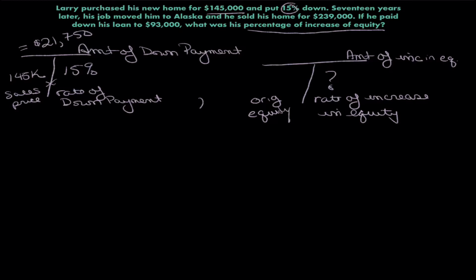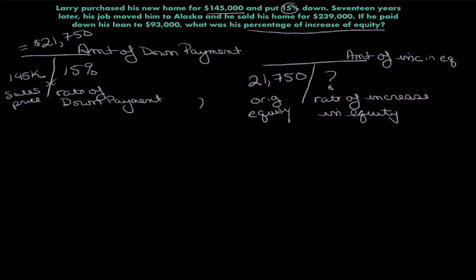All right, so if we're finding the rate of increase in equity, the problem has to tell us the original equity and the amount of increase in equity. Or in this case, we're going to figure it out. Luckily, the last T-bar told us exactly what his down payment was. That was $21,750. That is his original equity. Larry doesn't owe that $21,750 to the bank within the value of the house.